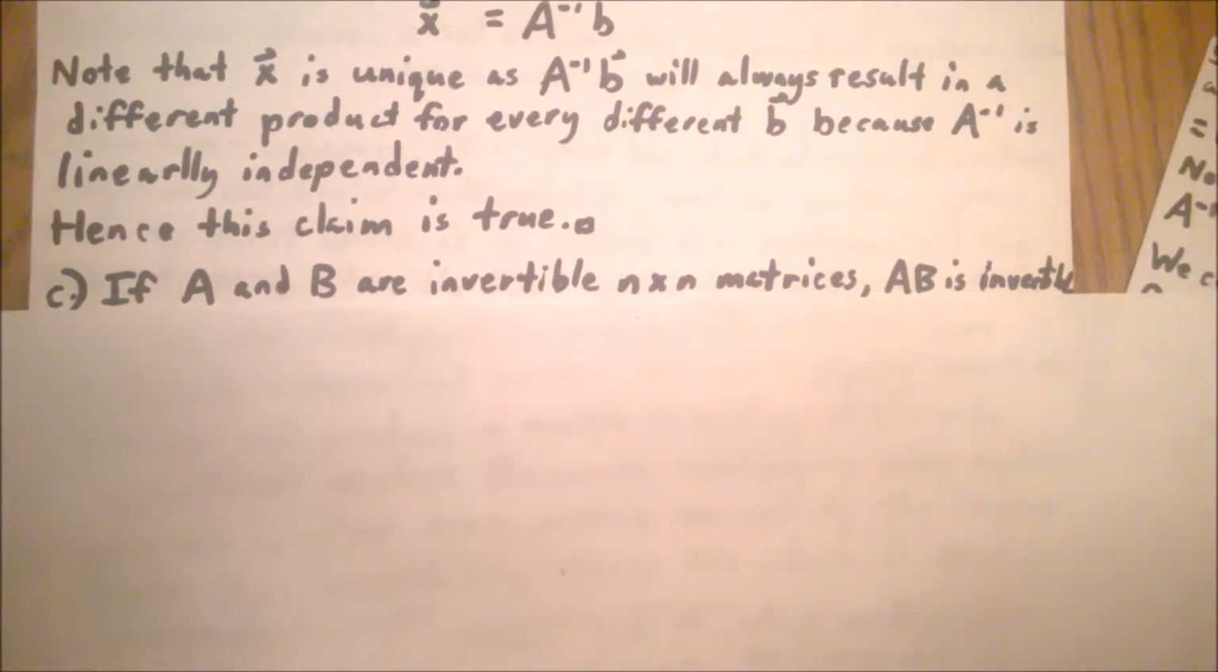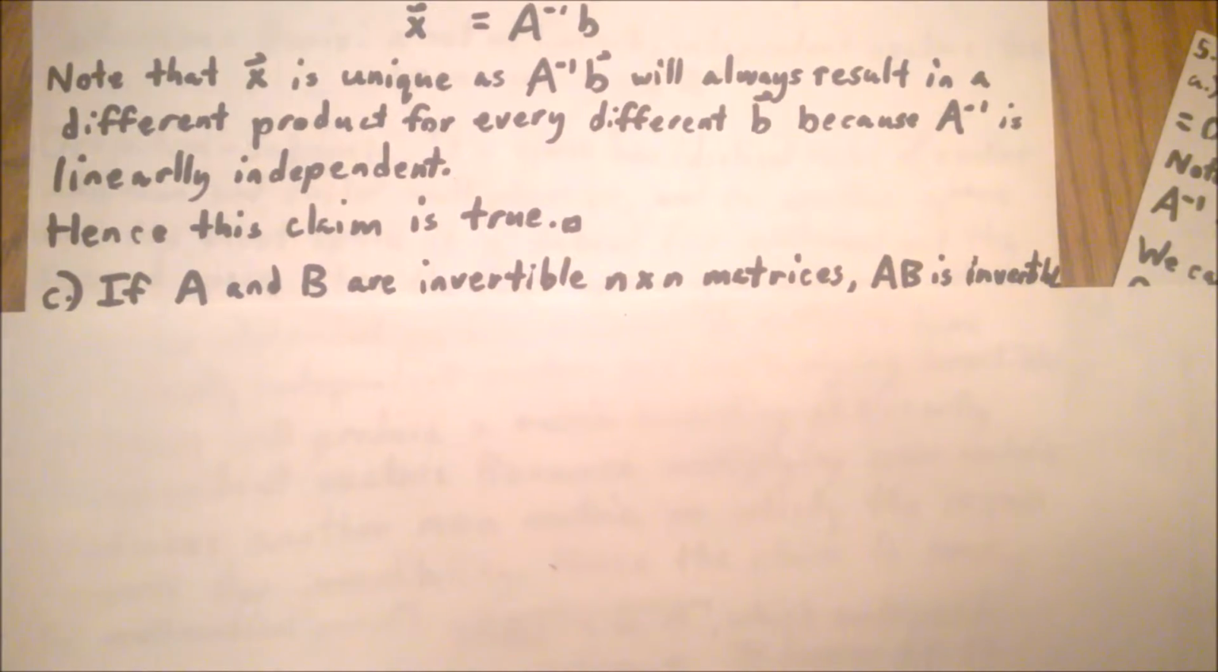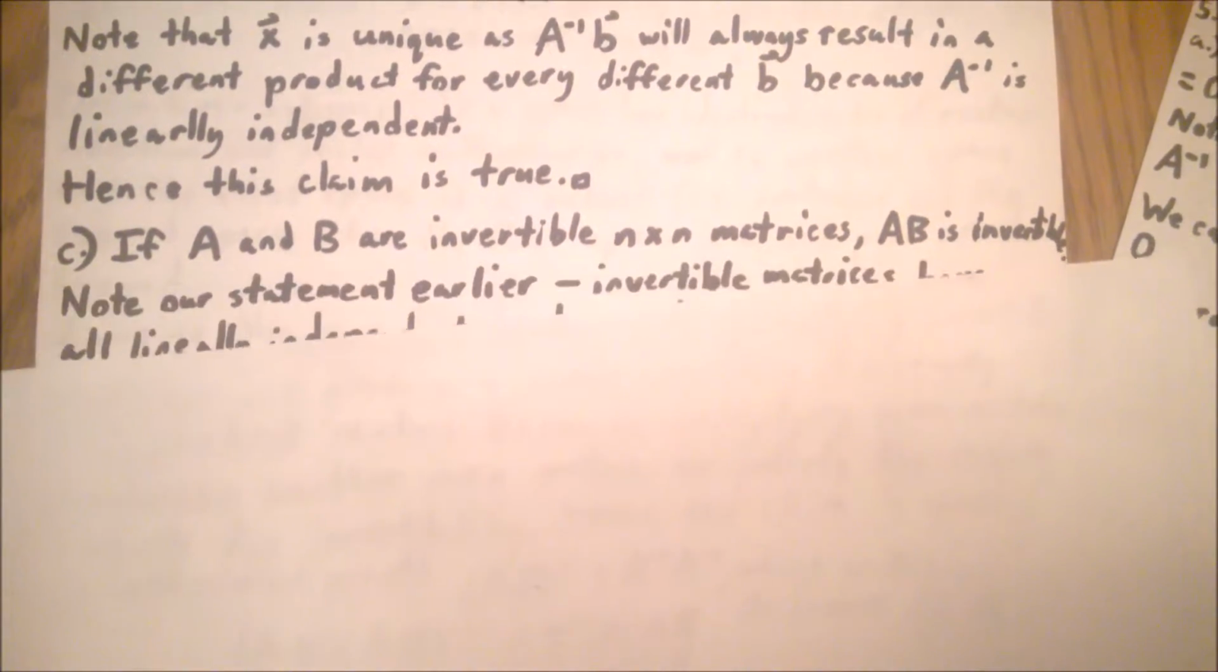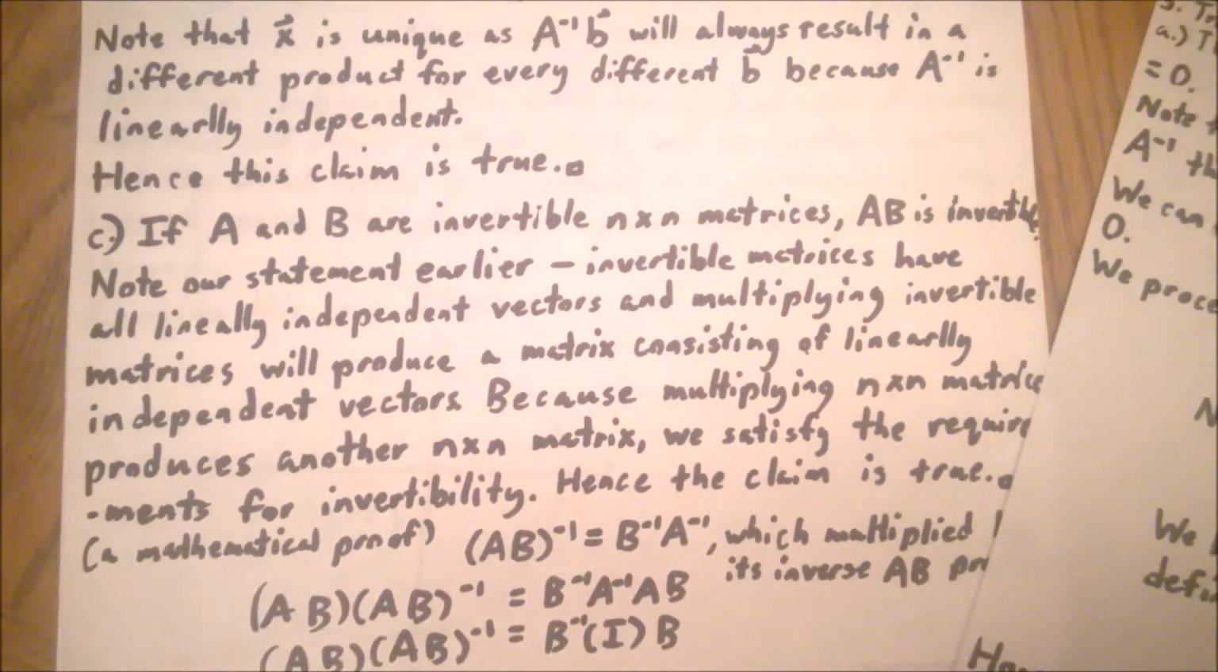If A and B are invertible n by n matrices, AB is invertible. Now, let's note our statement from earlier.